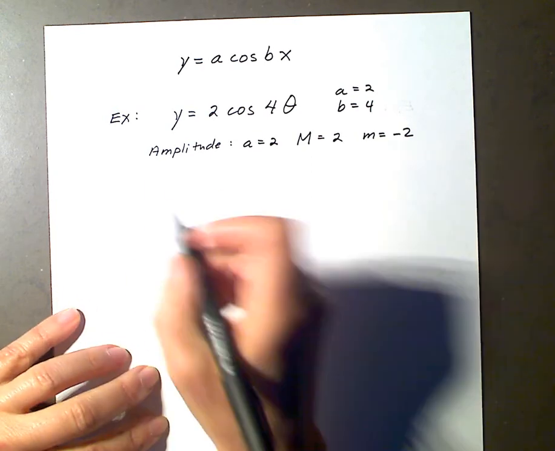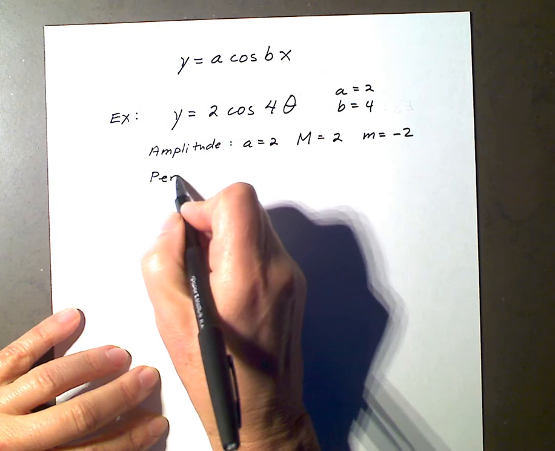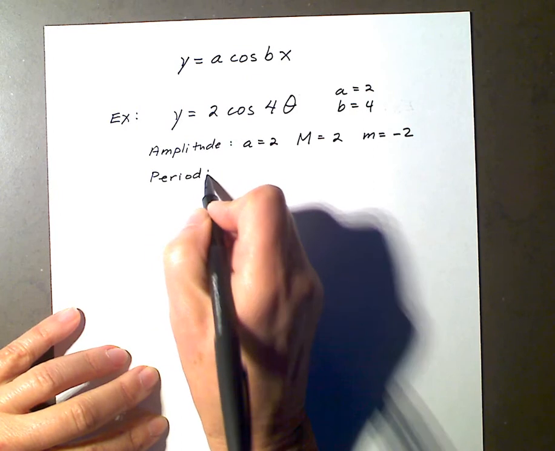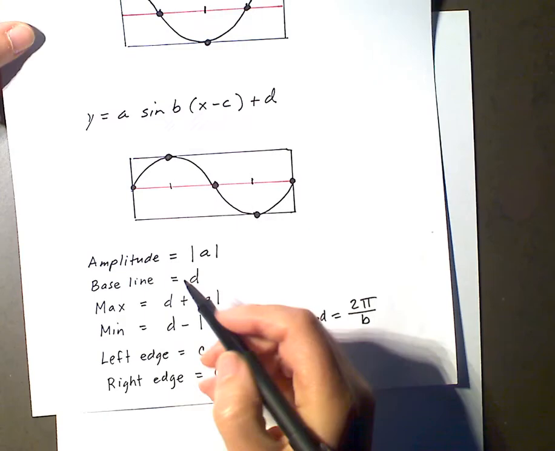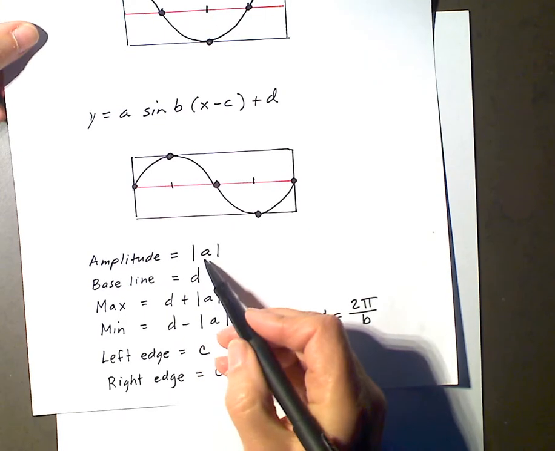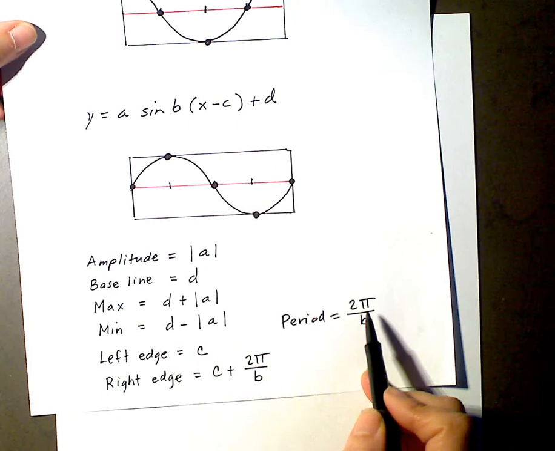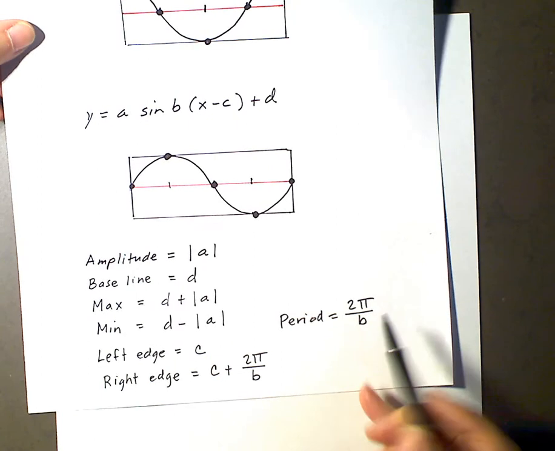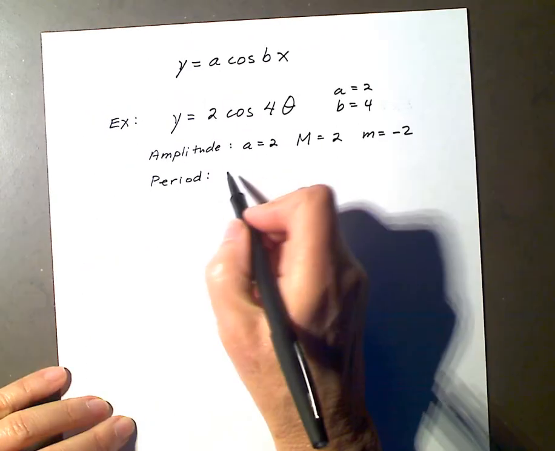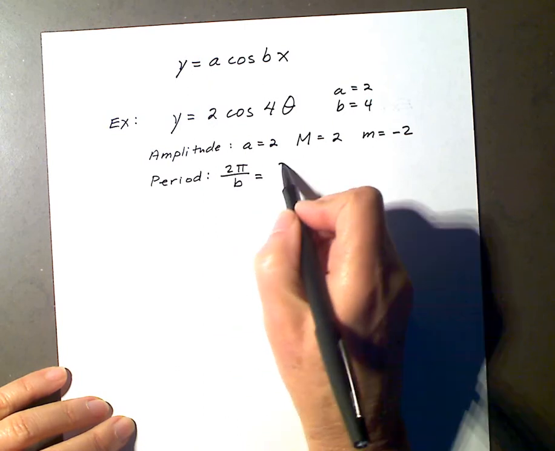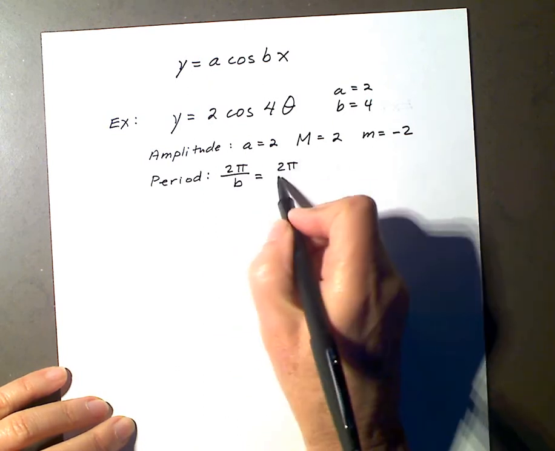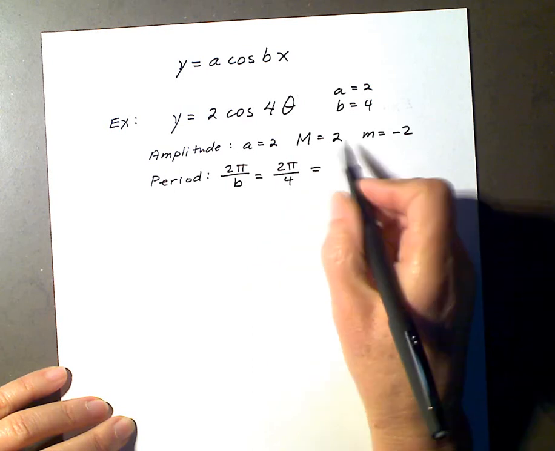And then I'm going to find the period of the function. And so from our beginning sheet, we see that the amplitude is the absolute value of A. The period is always 2 pi divided by B. So in this case, it's going to be 2 pi divided by 4. So that's pi over 2.